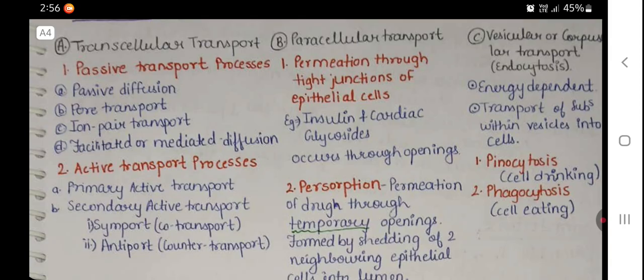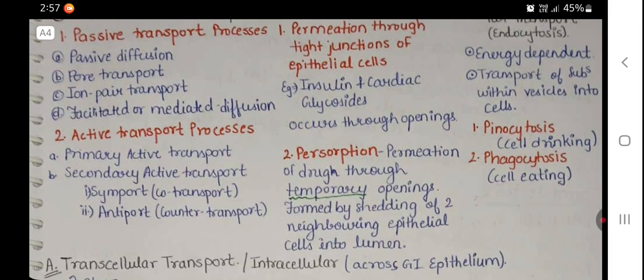And paracellular transport, it is divided into two. First is the permeation through tight junction of epithelial cells. In this the examples are insulin and cardiac glycoside. This process occurs through the openings which are little larger than the aqueous pores. Persorption, it is the permeation of drug through temporary openings, and it is formed by shedding of two neighboring epithelial cells into lumen.